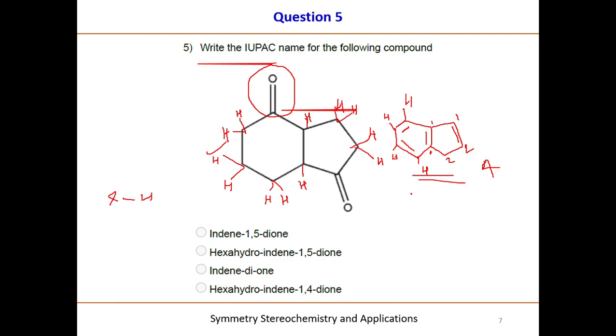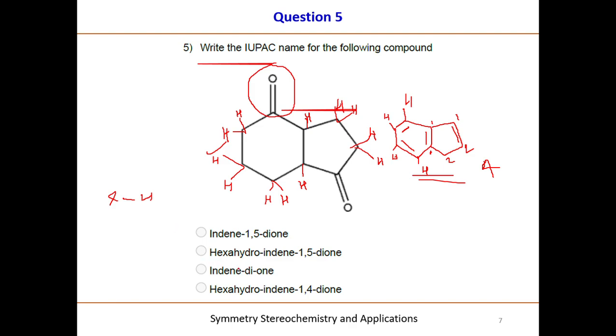So here we have 8 protons. In this indene we have 8 protons, but if we calculate 2, 4, 6, 8, 10, 12, we get 12 protons. So this is the hexahydro group. Here we have 6 hydrogens extra because we have two carbonyl groups. That's why we are considering 6 extra hydrogens.